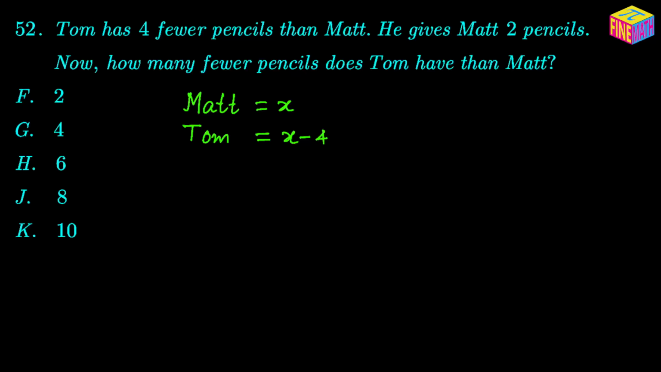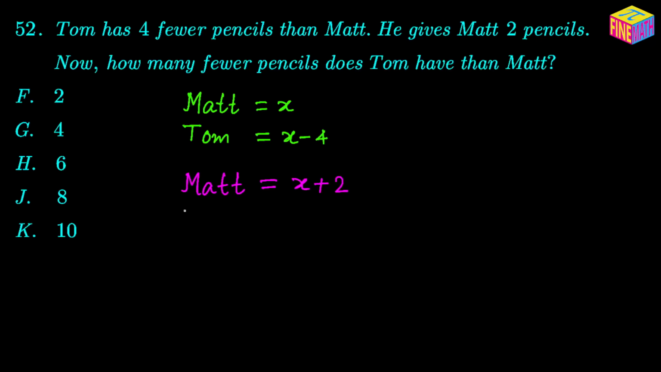Now, Tom again gave 2 pencils to Matt. So however many pencils Tom had, he gave 2 pencils to Matt. So now, in the new situation, how many pencils does Matt have? Well, obviously Matt will have X plus 2 now, because he started with X. Now again he got 2 more, so his number of pencils should be X plus 2.